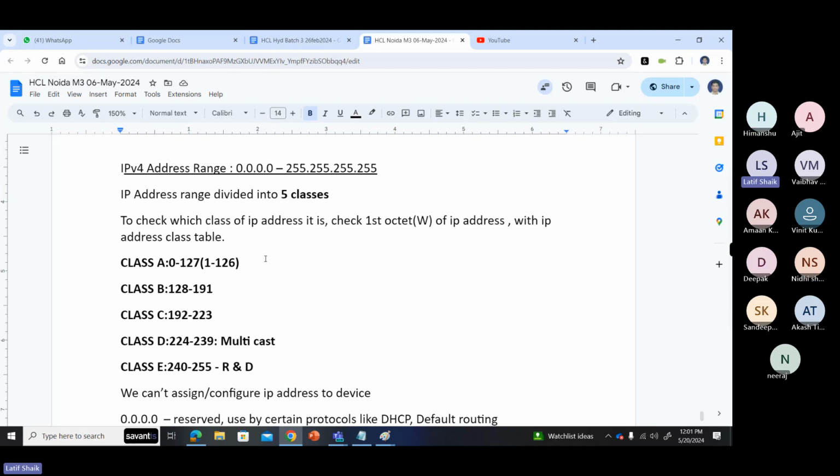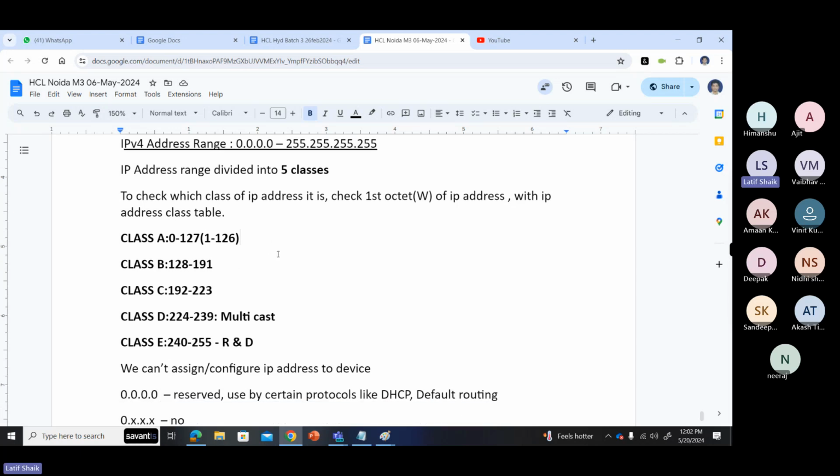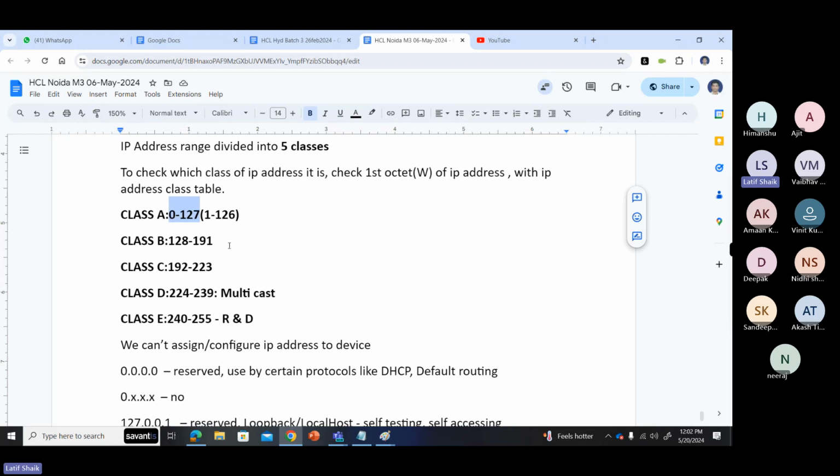So these are the ranges of IP addresses in the class manner: Class A, Class B, Class C, Class D, Class E. Class A is 0 to 127. If you check certain textbooks, it shows 0 to 126, or 1 to 126, or 1 to 127. Why is there a difference? The actual range is 0 to 127 only.